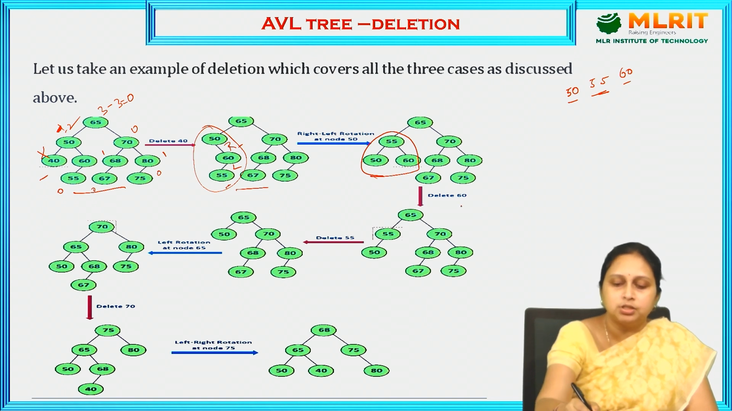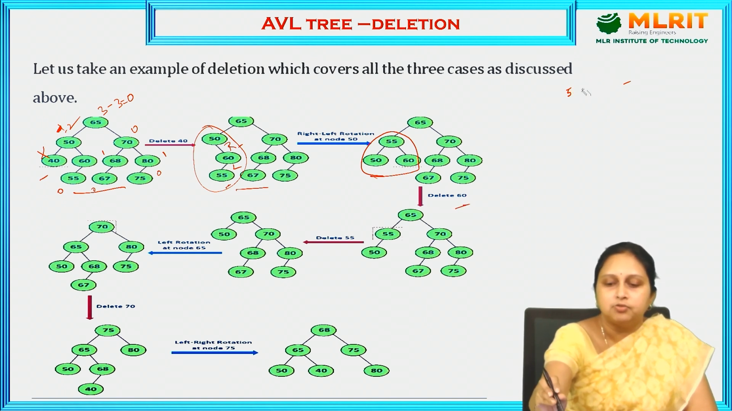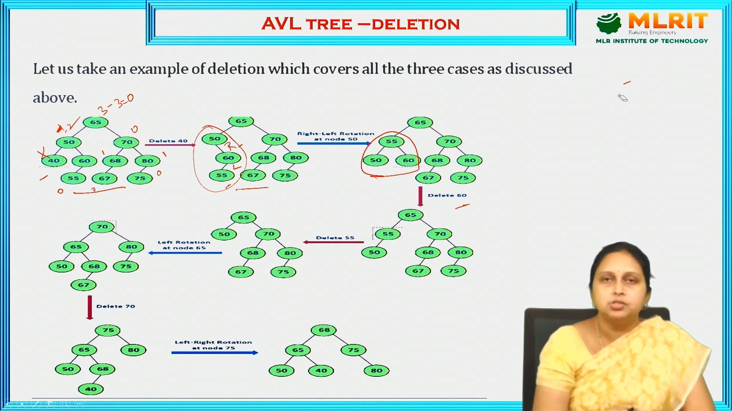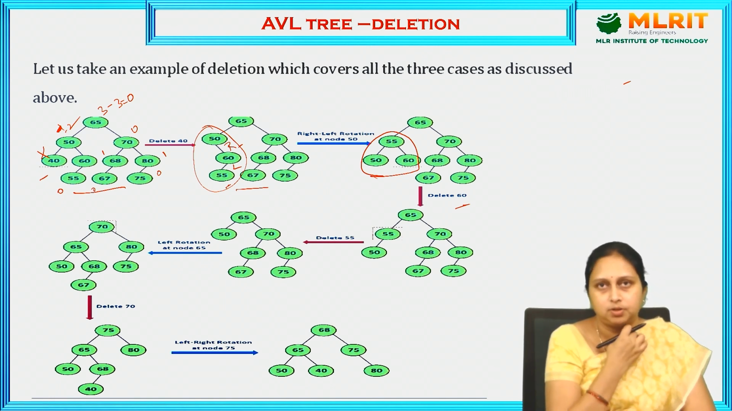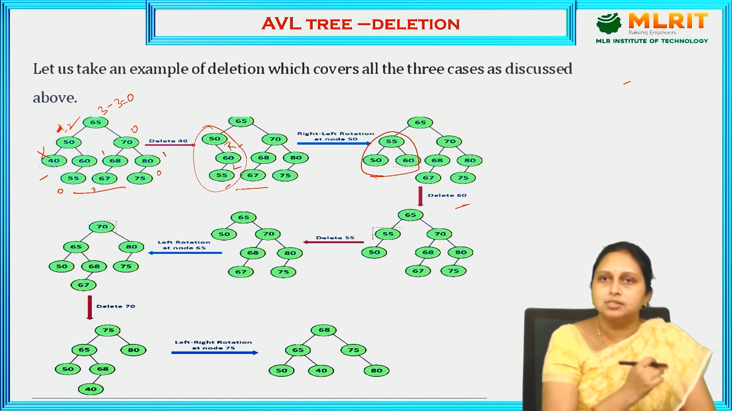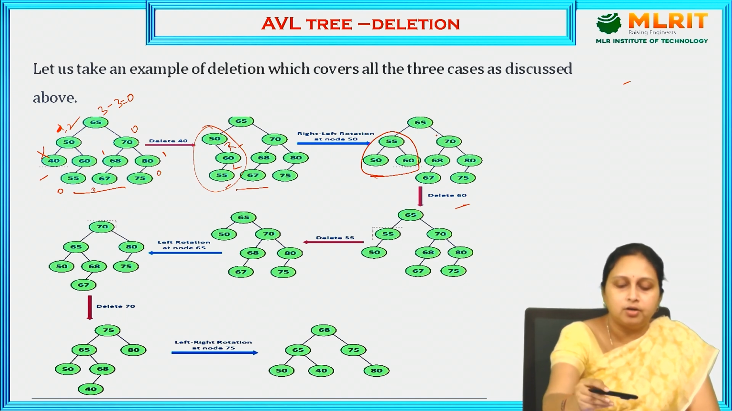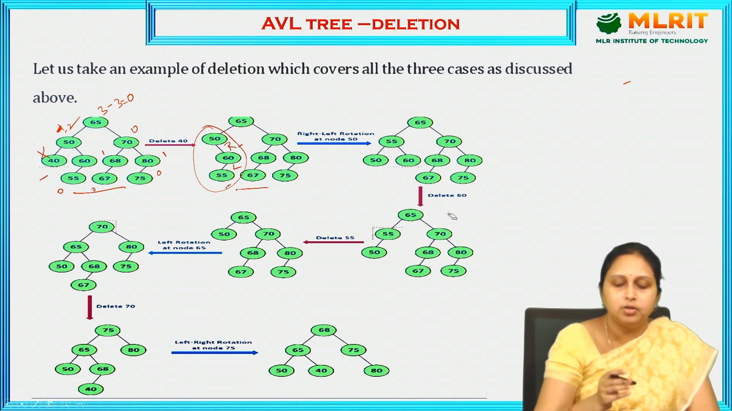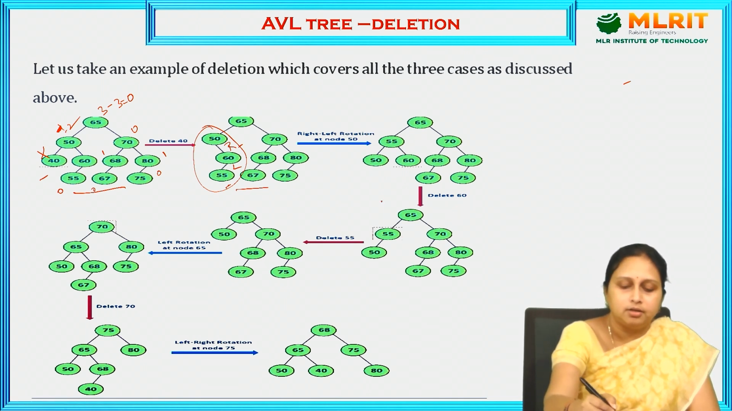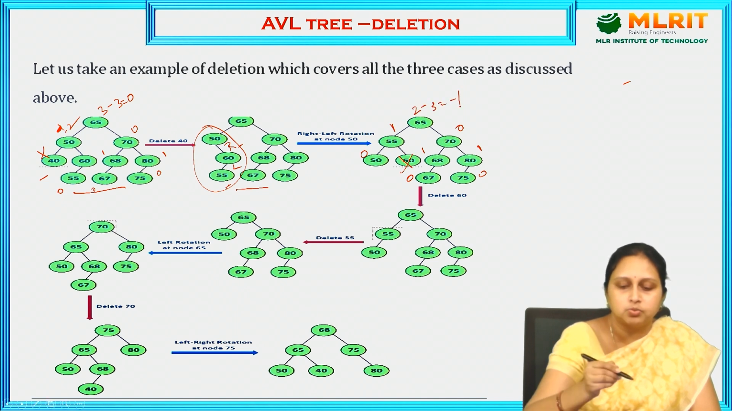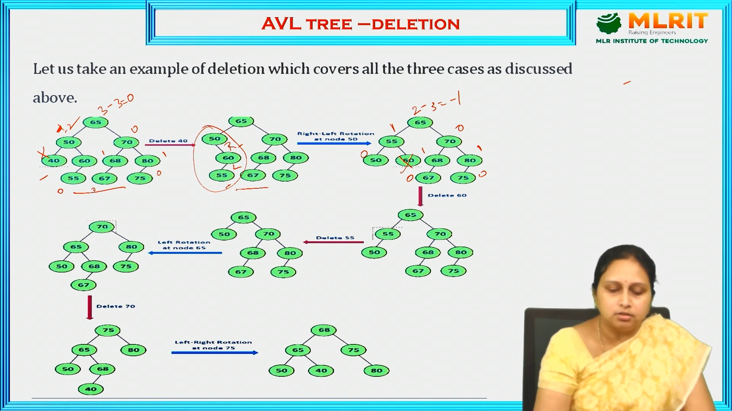Now, delete 60 from this tree. 60 is also a leaf node. The same case is repeating. If I delete 60 from here, what is the tree you are going to get? Deleting 60, what is the balance factor you are going to get after deleting this? This is 0, this is 1, this is 0, 0, this is 1, 1, this is 0, and this is 2 minus 3. This is nothing but minus 1. Here, no need of any rotations.